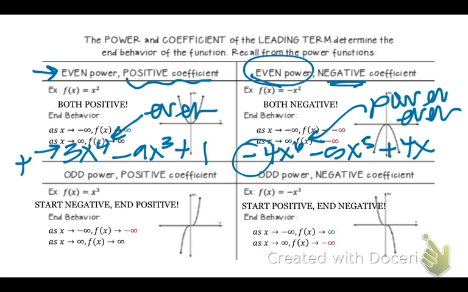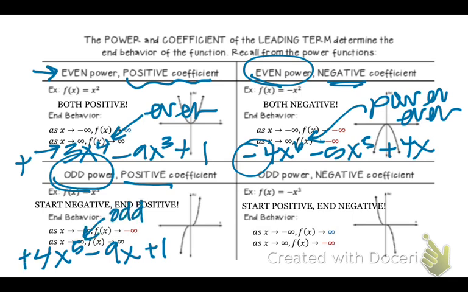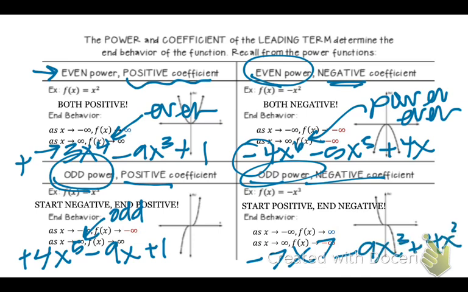This one, it's an odd power and a positive coefficient, so this would be like 4x to the fifth minus 9x plus 1. It's positive, and this is odd. Here it's an odd power, and it's a negative coefficient, so it'd be like negative 7x to the seventh minus 9x cubed plus 4x squared. That's a negative leading coefficient and an odd power.